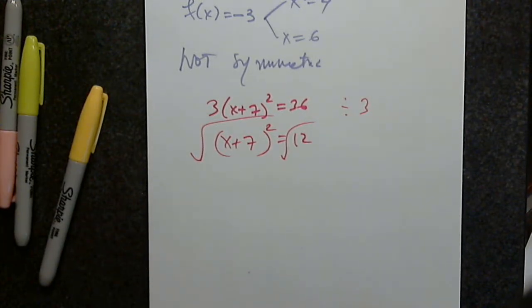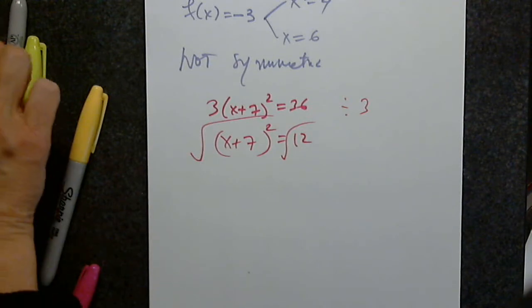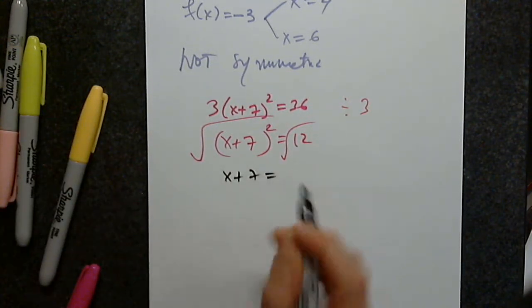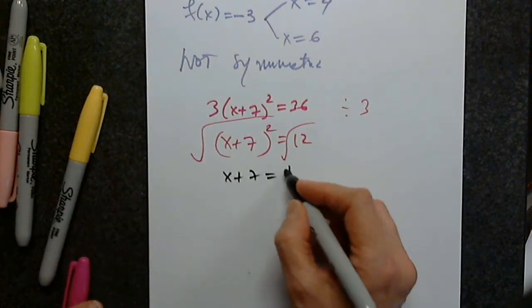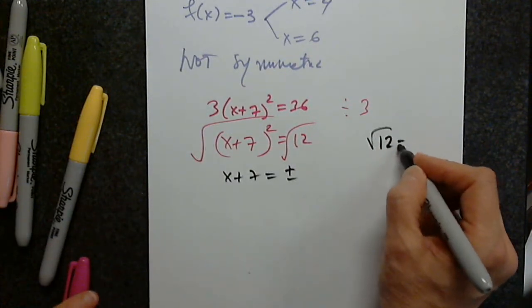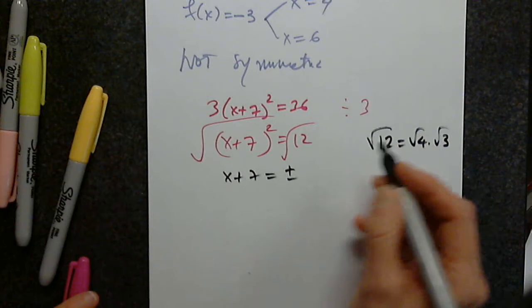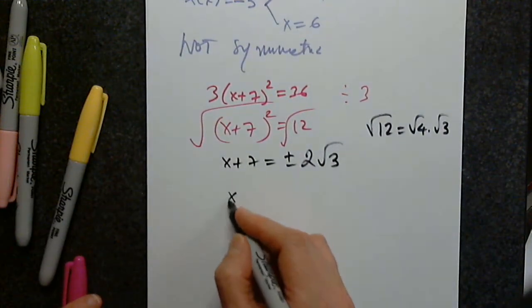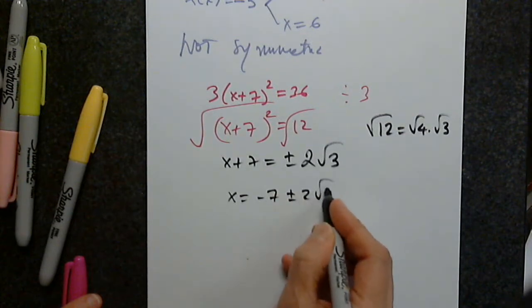Because if I want to use something else, then I have to expand it and subtract and set it equal to 0. It's a lot more. It's not wrong, but it's a lot more work. So how many solutions do I have to get? Very good. So then plus or minus the square root of 12 is the square root of 4 times the square root of 3. So 2 the square root of 3. So this is x equals negative 7 plus or minus 2 the square root of 3.